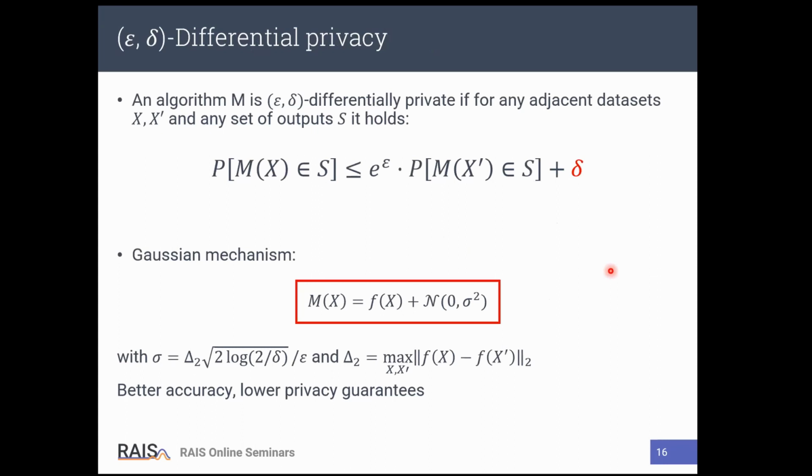There is also a relaxed definition of differential privacy, which is called epsilon-delta differential privacy. Basically, the difference is that we don't allow only this multiplicative factor with respect to an adjacent dataset, but we also allow an extra value delta, which should in principle be very small.